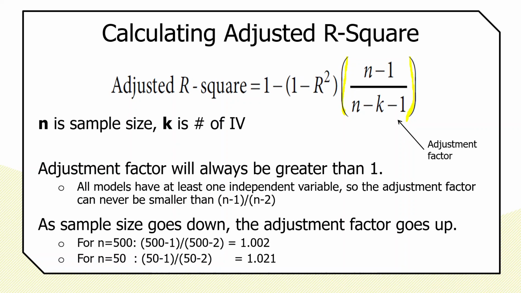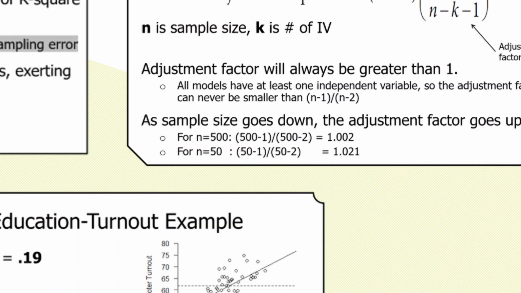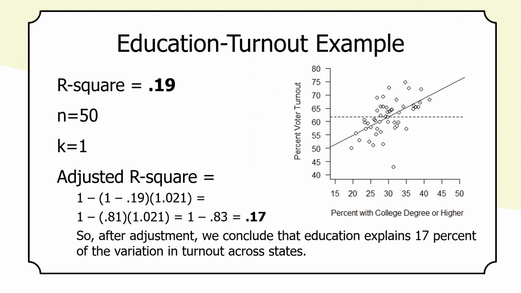To return to our example in the text, we calculated R-square at 0.19. Here are the elements here. The size of the sample is 50 because we have 50 states. We were using one independent variable, so k equals 1. So adjusted R-square is going to be equal to 1 minus 0.19 times 1.021, which is the adjustment factor for our particular example. And that works out, if you do the math here, to an adjusted R-square of 0.17.